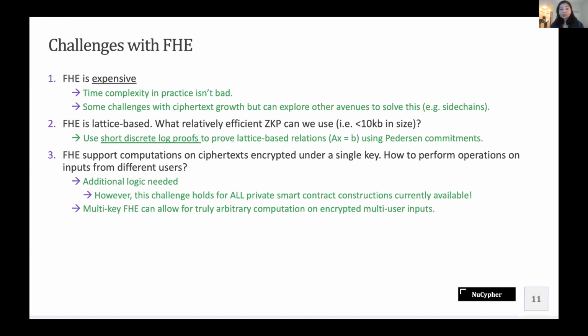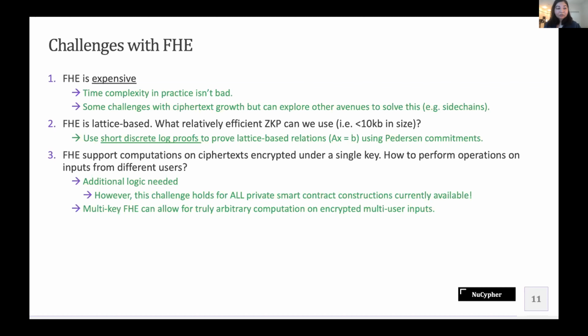Challenge number two is that, unlike the other constructions, FHE uses lattice-based cryptography. We need a zero knowledge proof that works with lattice-based relations and allows us to prove lattice-based relations. But a lot of the lattice-based zero knowledge proofs themselves are very expensive. So we need to ask what kind of efficient zero knowledge proof can we use? Thankfully, there's a pretty good construction, the short discrete log proofs construction, that uses Pedersen commitments and produces decent sized zero knowledge proofs for lattice-based relations.